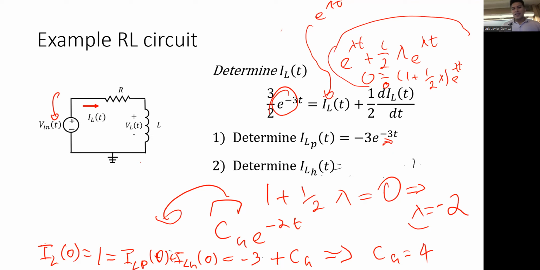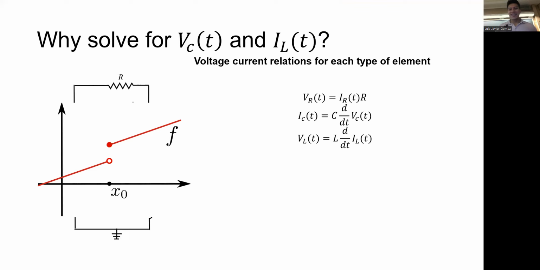So now we can start with today's topic. For our circuits, there are some requirements. Each type of element has its own voltage current relationships. But the fact that the voltage across a capacitor is under a derivative implies that the voltage must always be continuous.